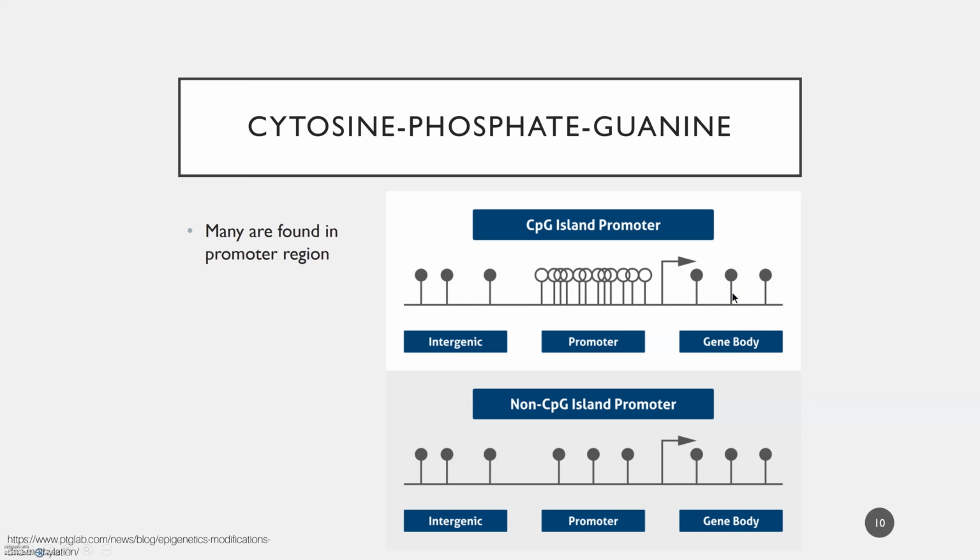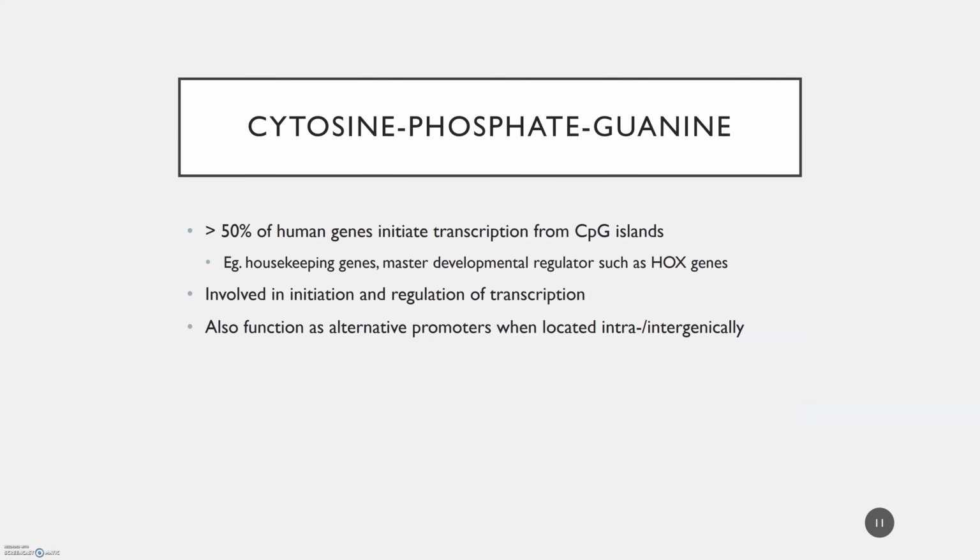In fact, more than half of human genes initiate transcription from CpG islands. These include housekeeping genes that are expressed in all cell types, as well as a large number of master developmental regulators like the Hox genes. Recall that housekeeping genes are genes required for basic survival of a cell, so they are found in all cell types. Recent studies show that CpG islands play a role in initiating and regulating transcription, and CpG islands residing within genes function as alternative promoters.